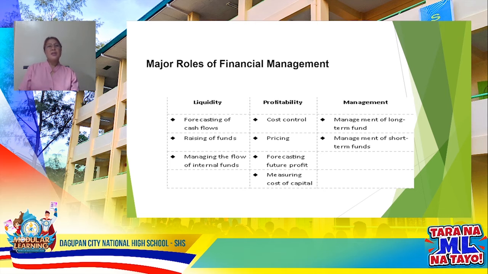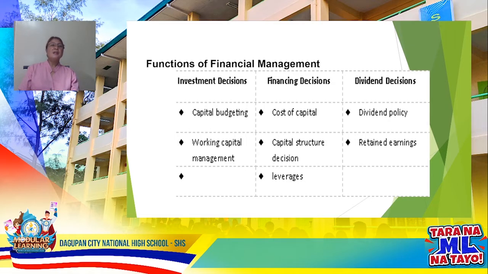There are three major roles of financial management: liquidity, profitability, and management. Under liquidity are the forecasting of cash flows, raising of funds, and managing the flow of internal funds, while profitability covers cost control, pricing, forecasting future profit, and measuring cost of capital. And management is the management of long-term and short-term funds. Let's proceed now with the functions of financial management.